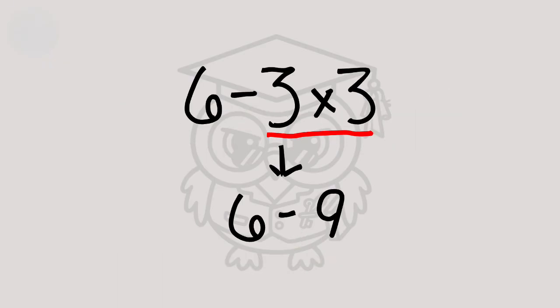Now we look at our remaining operations, subtraction and multiplication. Because multiplication strictly outranks subtraction in the order of operations, we must perform the product next. We multiply 3 by 3, which evaluates perfectly to 9, updating our expression to 6 minus 9.